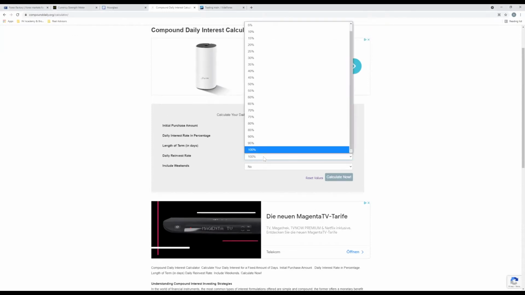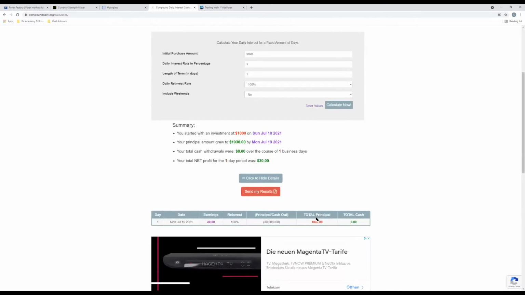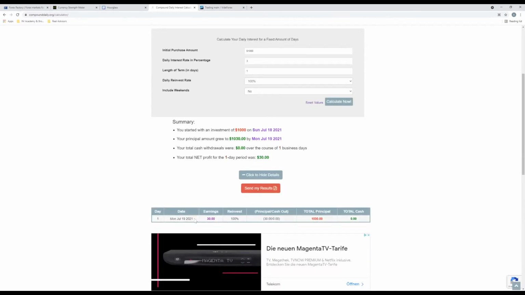All right, so since we obviously put $1,000 into the initial purchase amount, we do the daily investment percentage 3%, length of term 1 day, daily investment rate 100%. We do not include weekends if we're going to calculate this. So our day 1 principal, you guys, will be $30. So at 3%, it will be $30. So what we're going to want to do is you're going to want to write it just like this. I have it set up all ready to go.